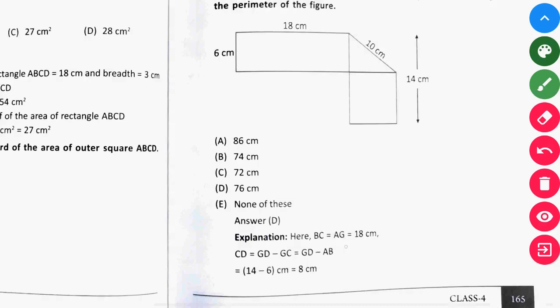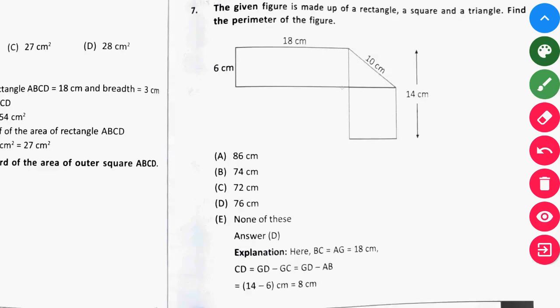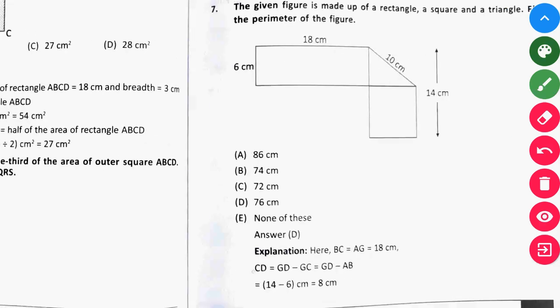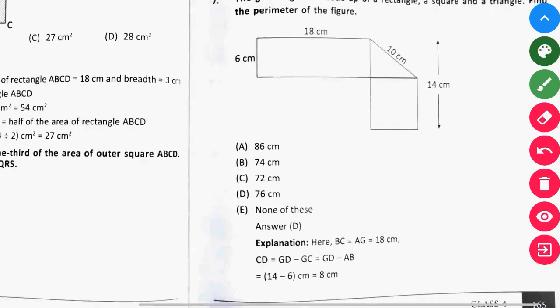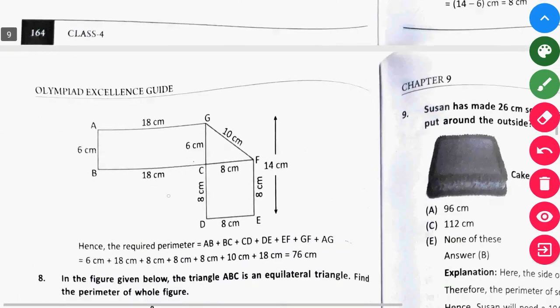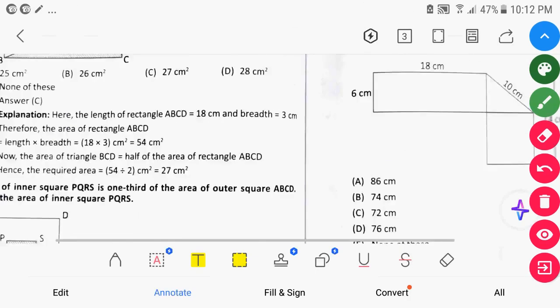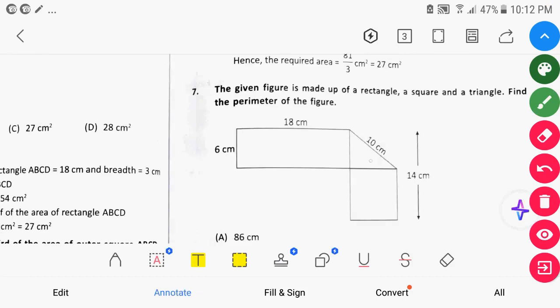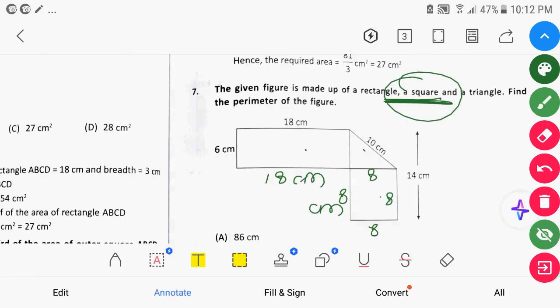BC is equal to AG. BC is equal to AG. So this is 18. Okay. Now CD is equal to GD minus GC, 14 minus 6, 8, so we had also calculated. Okay, now this is 8, this is 8, this is 8. Oh, square, yes sorry, this is square. Okay, they had told that rectangle, square and triangle. So 8 centimeter we had calculated, 18 we had calculated. So all the sides are of 8 centimeter.